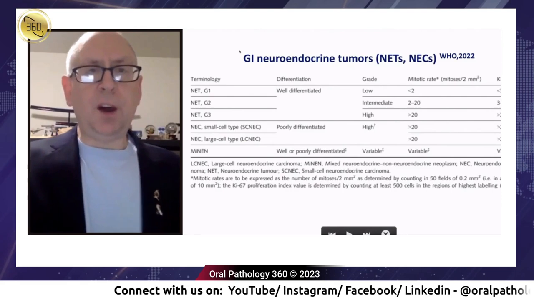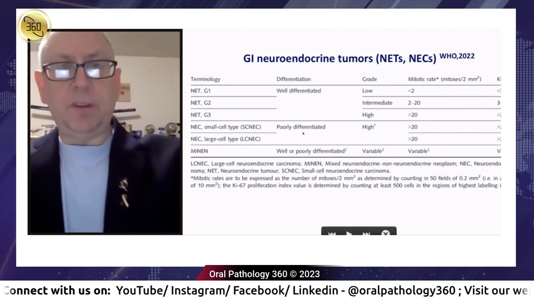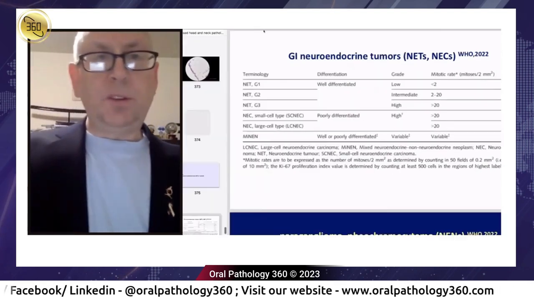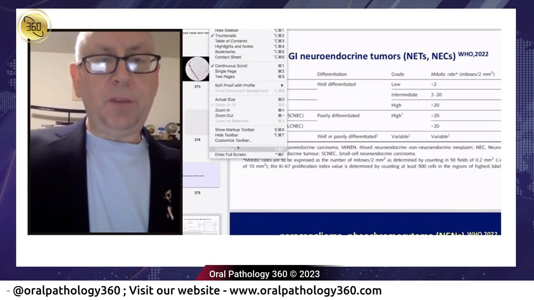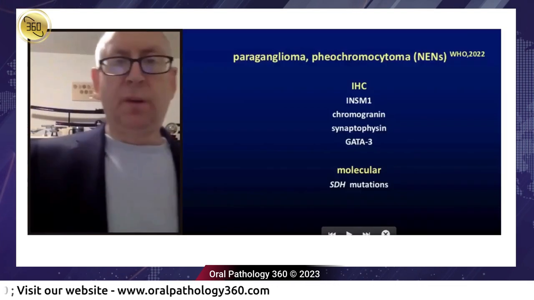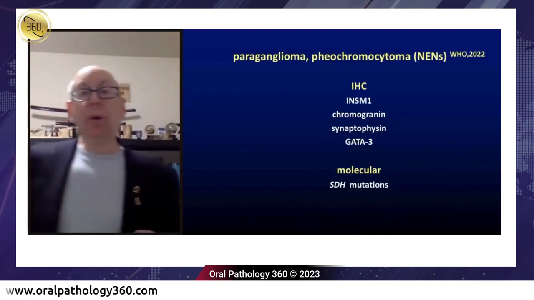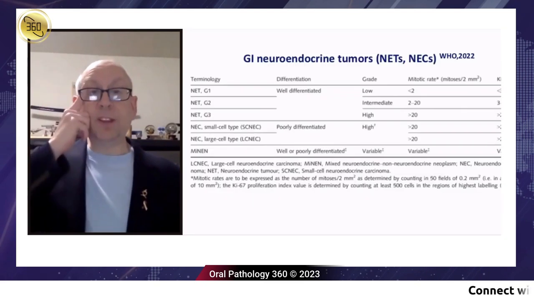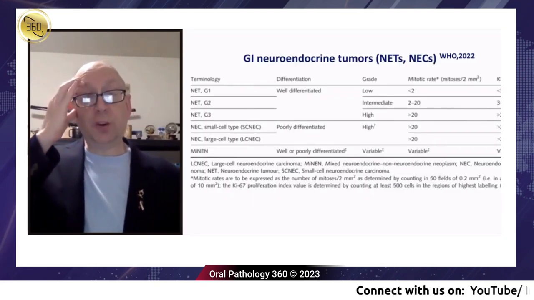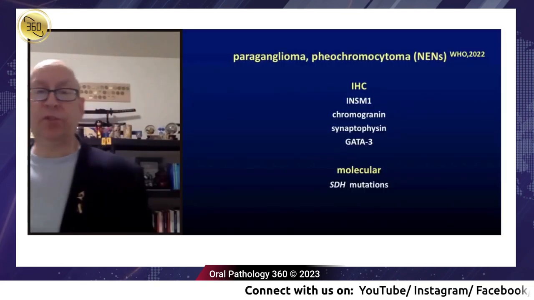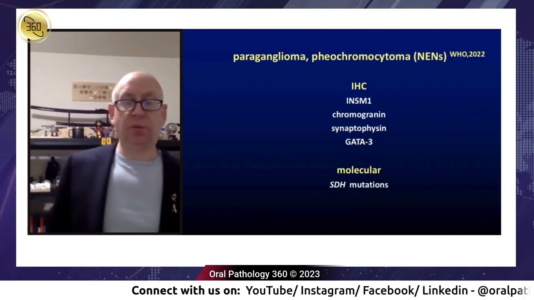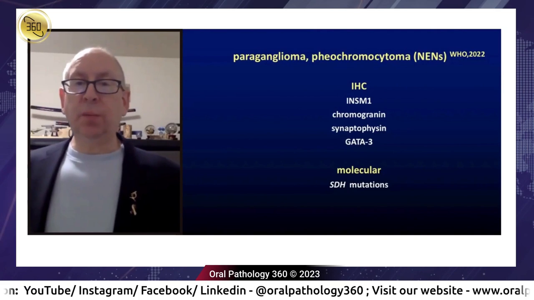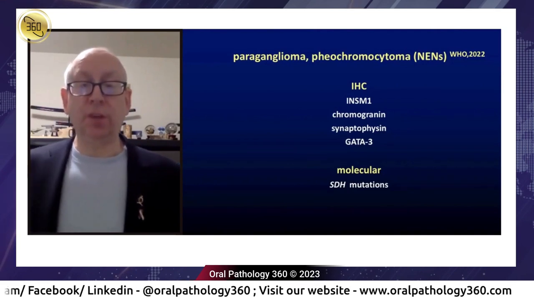And of course, now my system is going to misbehave for a moment. Okay, there we go. So now I want to put it into the context of the tumors that we're more familiar with, because we're in the same sort of family. So there's GI neuroendocrine tumors, and then there's the paraganglia type tumors, and they're all kind of in the same family. So these are neuroendocrine neoplasms, and these are generally well-differentiated ones.